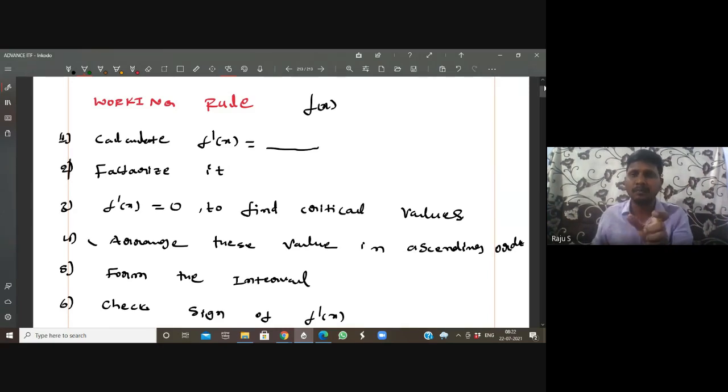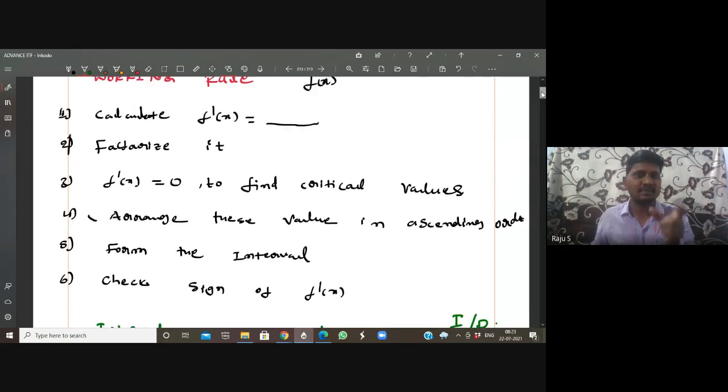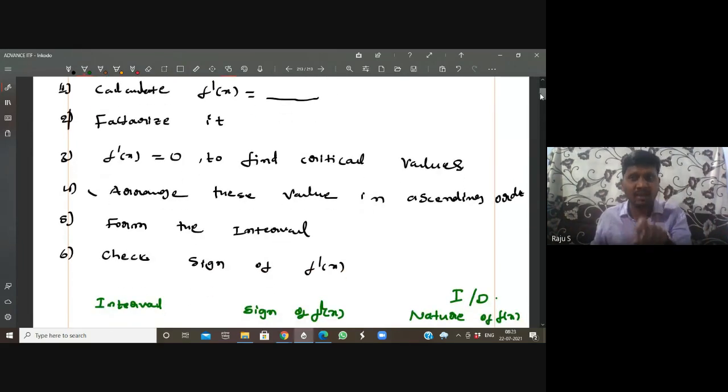Those points are called critical values. We have to arrange these values in ascending order. Then form the interval, forming some disjoint intervals accordingly. After that, we check the sign of f dash of x. If the f dash of x value is greater than 0, like we know everything, right?